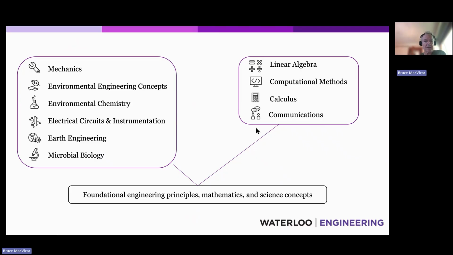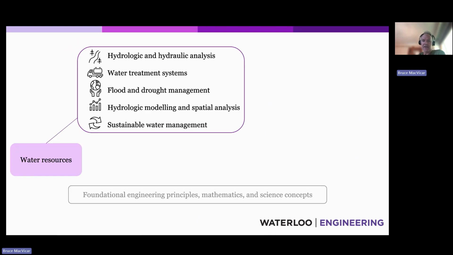They'll do some communications courses. You'll be thinking about environmental engineering concepts and chemistry. You'll be thinking about biology. You'll be thinking about electrical circuits and instrumentation, and then some mechanics as well, some physics. So you'll be building your foundational skills. And then as you go on, you have the opportunity to link with some of these specializations or pathways out of the program to careers that might be of interest to you.